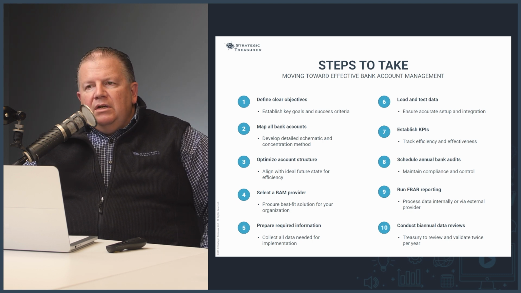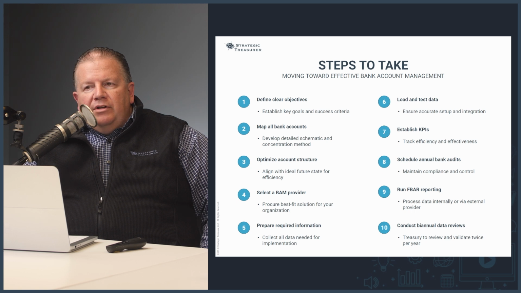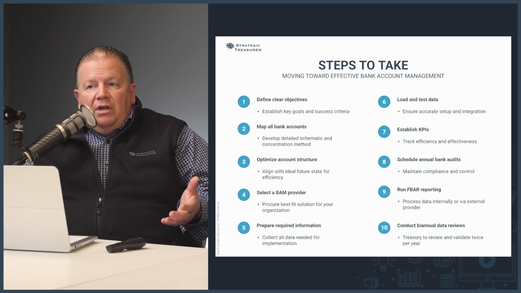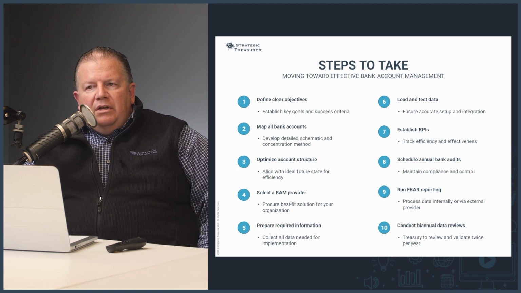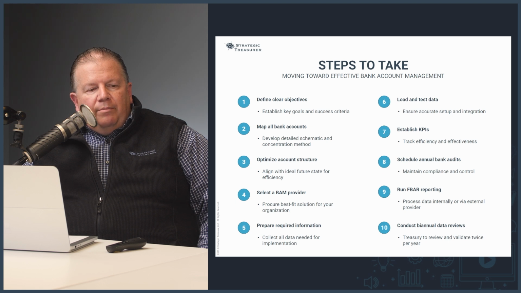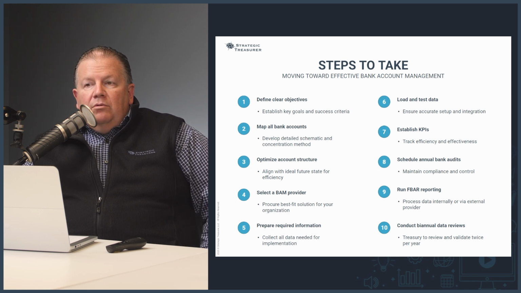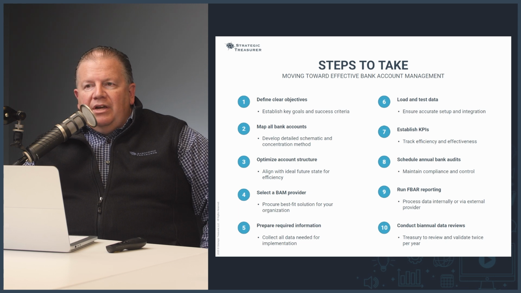If you have a TMS, there's a number of providers that are really good at supporting things like FBAR, et cetera. There's also third-party services. There's certain companies that do that. Strategic Treasury is one of those that can help run your bank account management activity in addition to FBAR. And so what's the right fit for your organization? That can vary significantly.